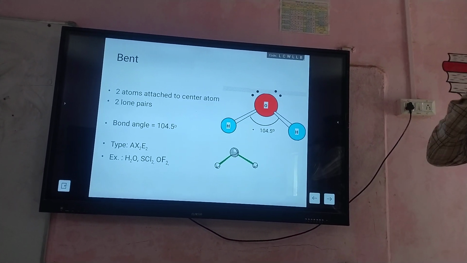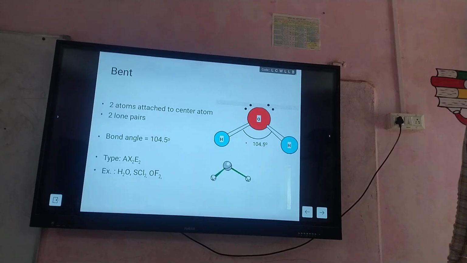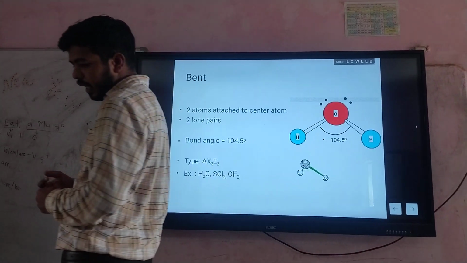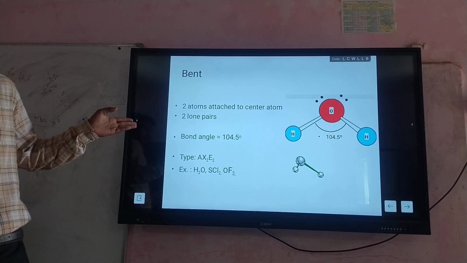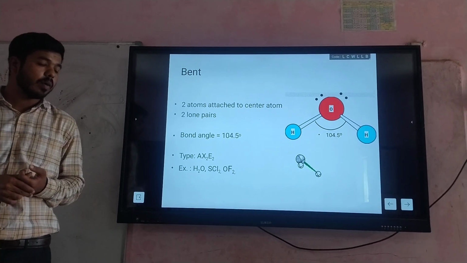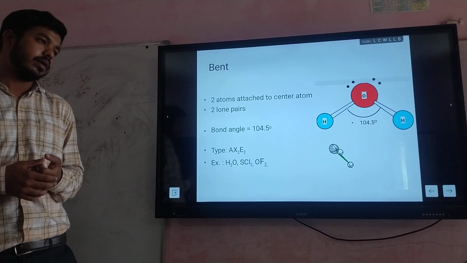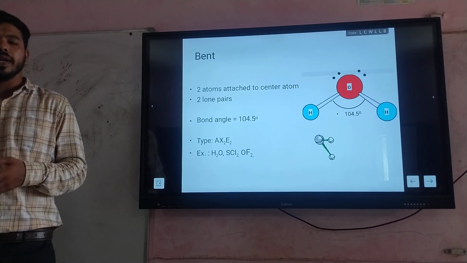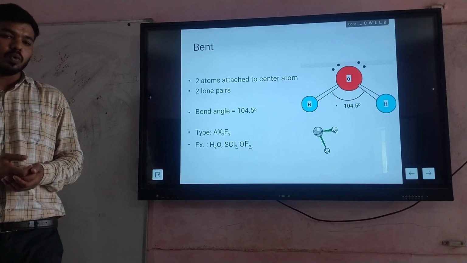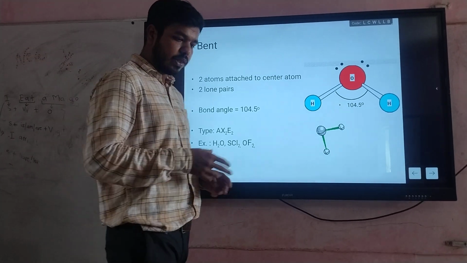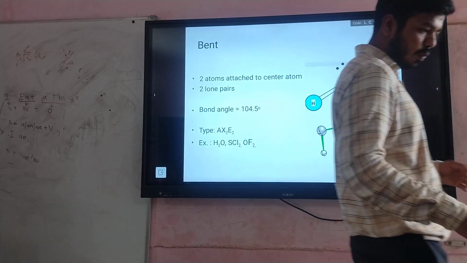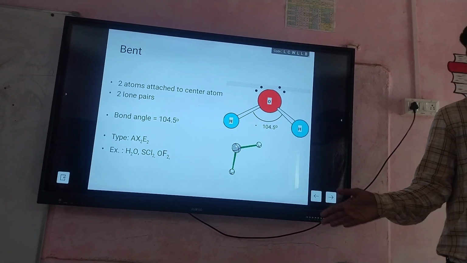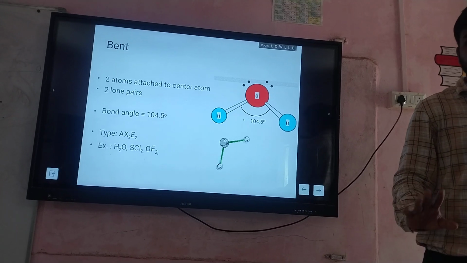Then next is the molecule which contains 2 bond pairs and 2 lone pairs, meaning AX2E2 type. So in this molecule, the steric number of the molecule comes to 4, and out of 4, 2 are bond pairs and 2 are lone pairs. Due to the presence of 2 lone pairs, the molecule has V shape, and the angle between the bonded pairs is 104 degrees, and the molecule shows tetrahedral geometry, but the shape of the molecule is bent due to the presence of 2 lone pairs of electrons.